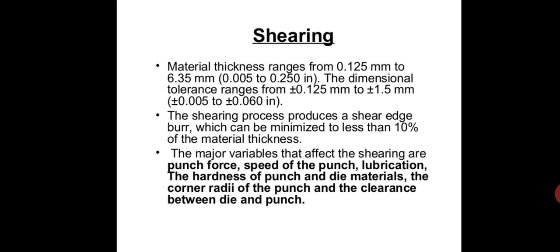The major variables that affect shearing are punch force, speed of the punch, lubrication, the hardness of punch and die materials, the corner radii of the punch and the clearance between the die and the punch.